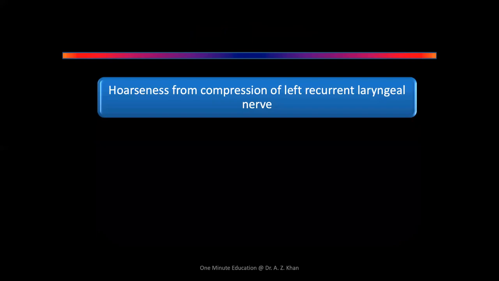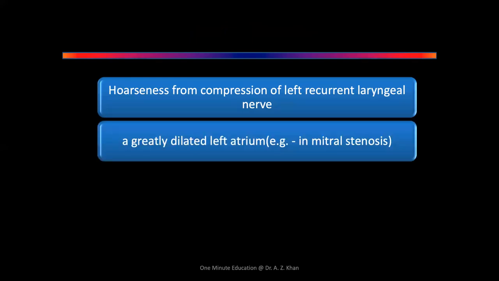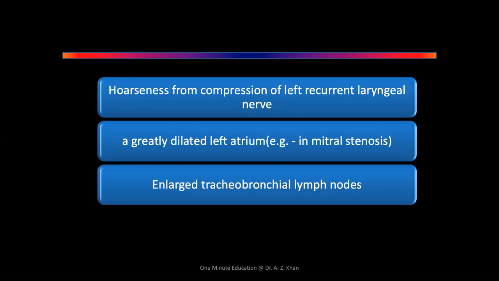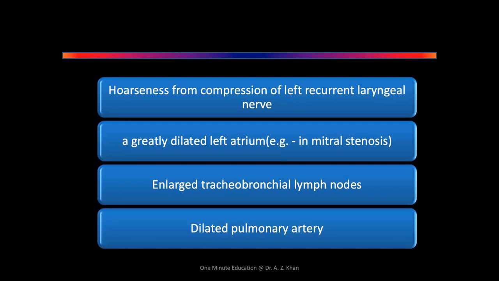Okay. Identify what we are talking about. Hoarseness from compression of the left recurrent laryngeal nerve by a greatly dilated left atrium in mitral stenosis. This can happen because of that. So hoarseness of the left recurrent laryngeal nerve secondary to either a dilated left atrium or enlarged tracheobronchial nodes or dilated pulmonary artery. What is this syndrome called? Or if you've got cancer of the lung and you've got tumor invading the left side, station 5 and 6, you get palsy of the left recurrent laryngeal nerve. What is the syndrome called? Thoracic boys must also know this. I want the name of the syndrome.